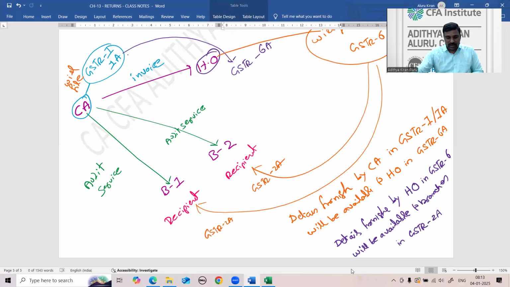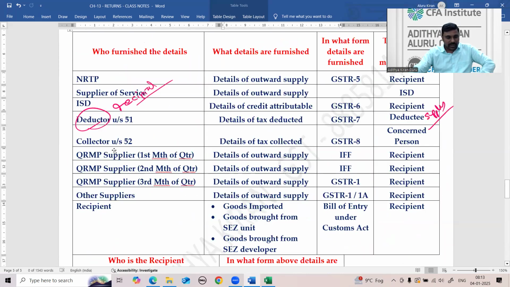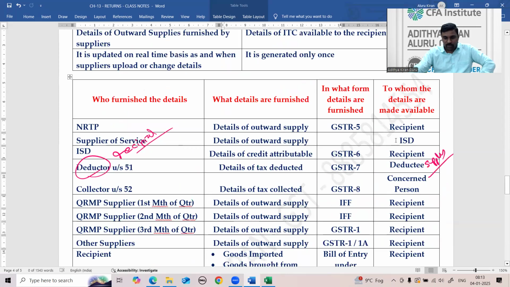So therefore, input service distributor: some outside supplier is furnishing, and those are available to the input service distributor in the form GSTR 6A. Now the input service distributor is filing, and those are available to the branches in GSTR 2A. That's why input service distributor is reflecting in these two forms.